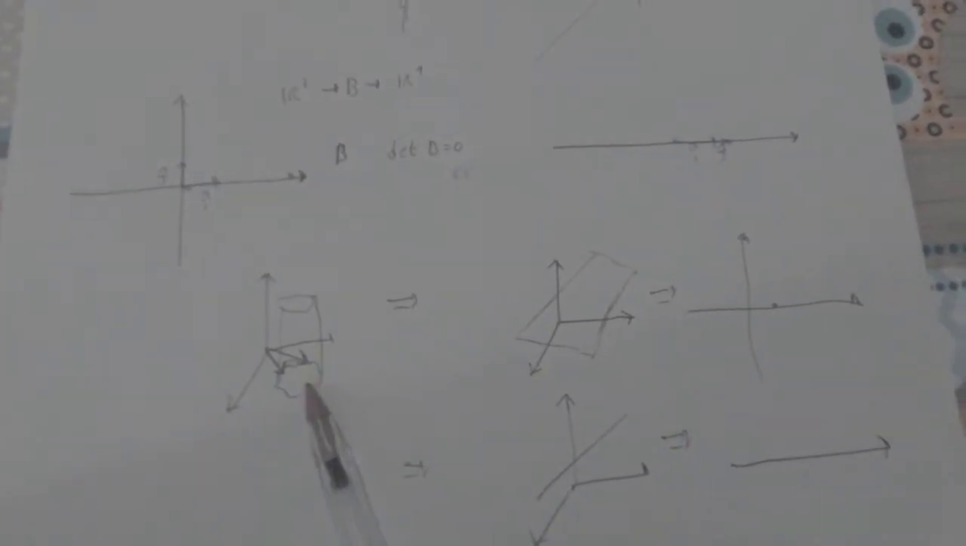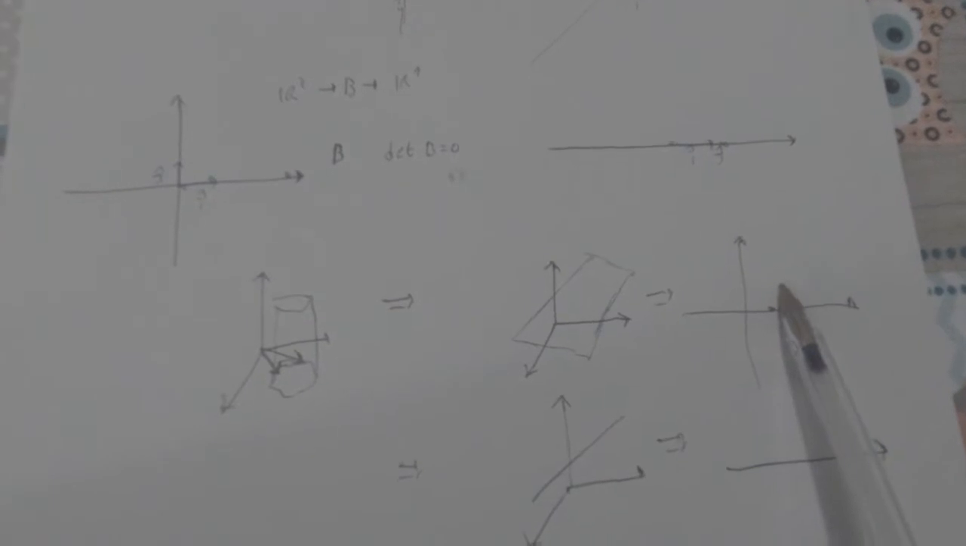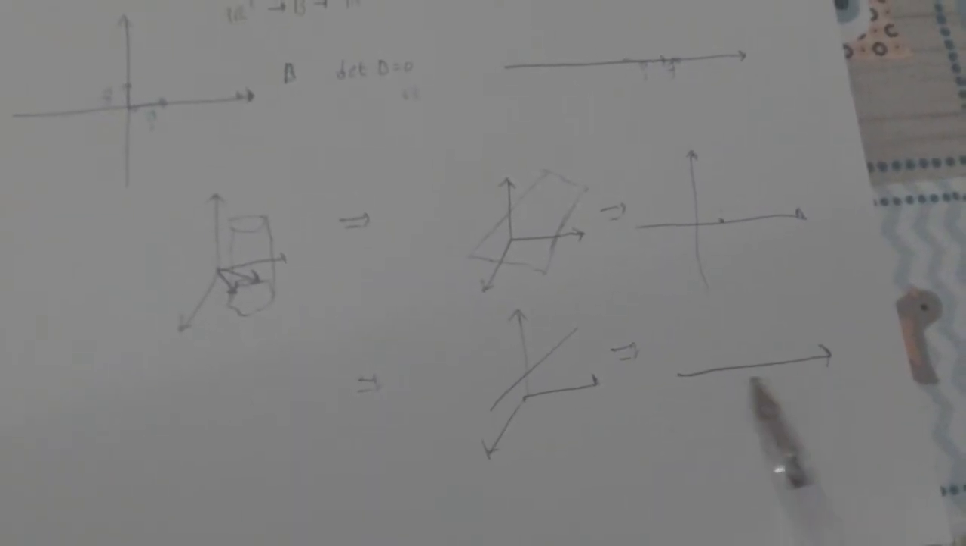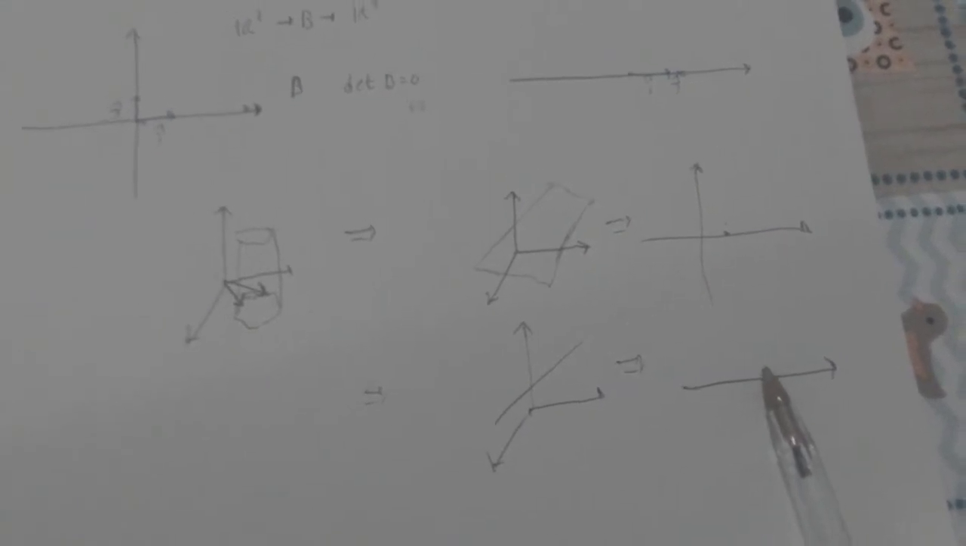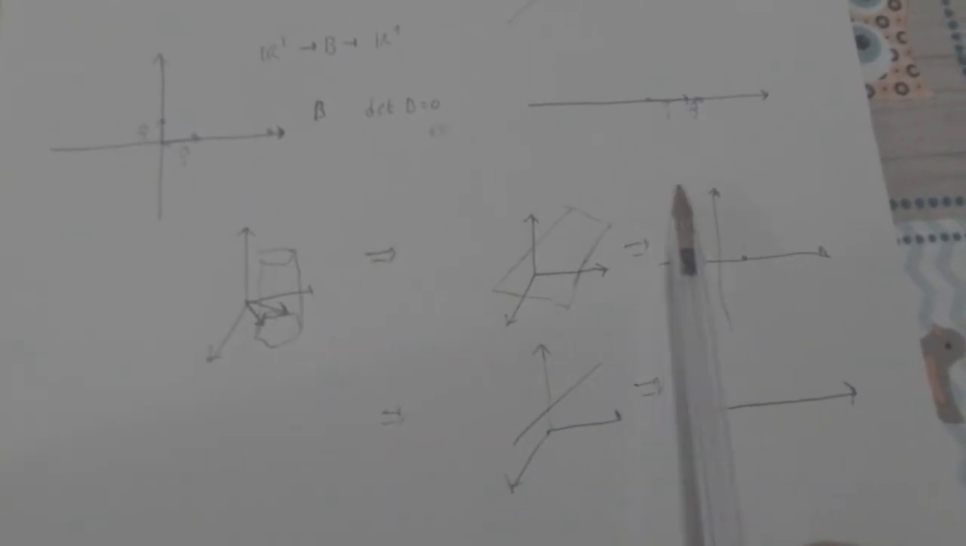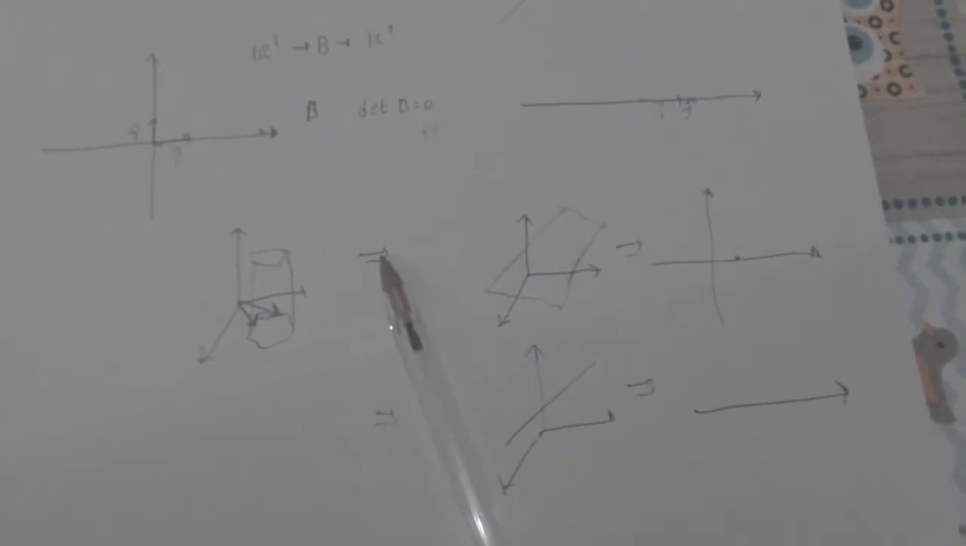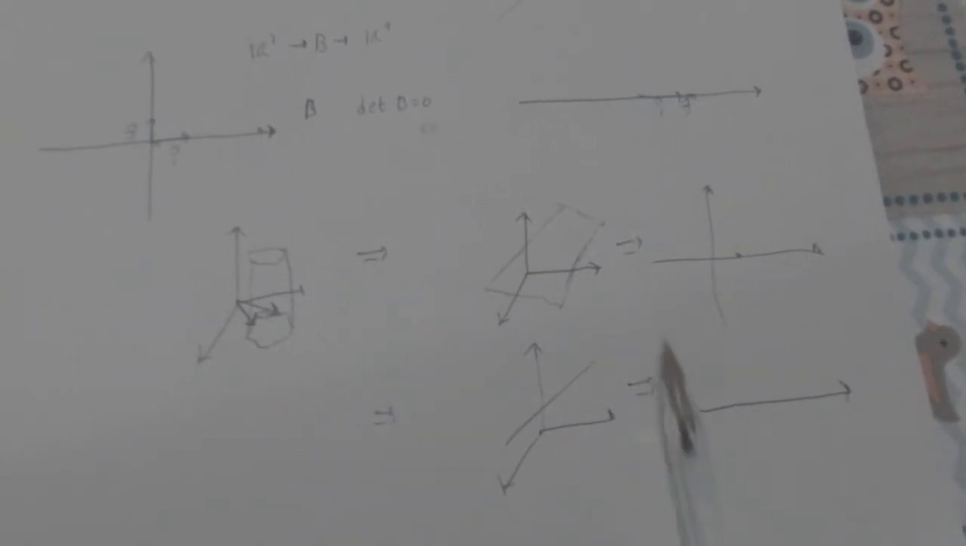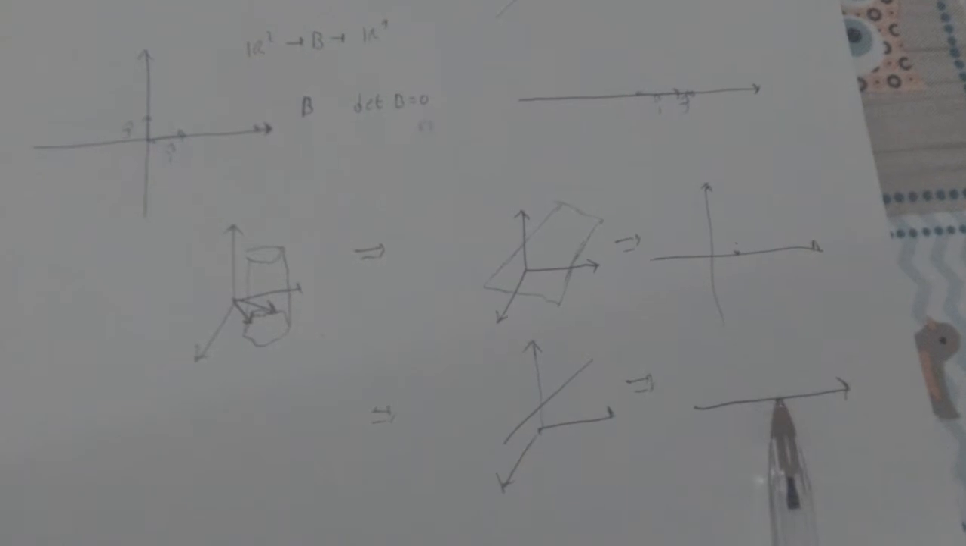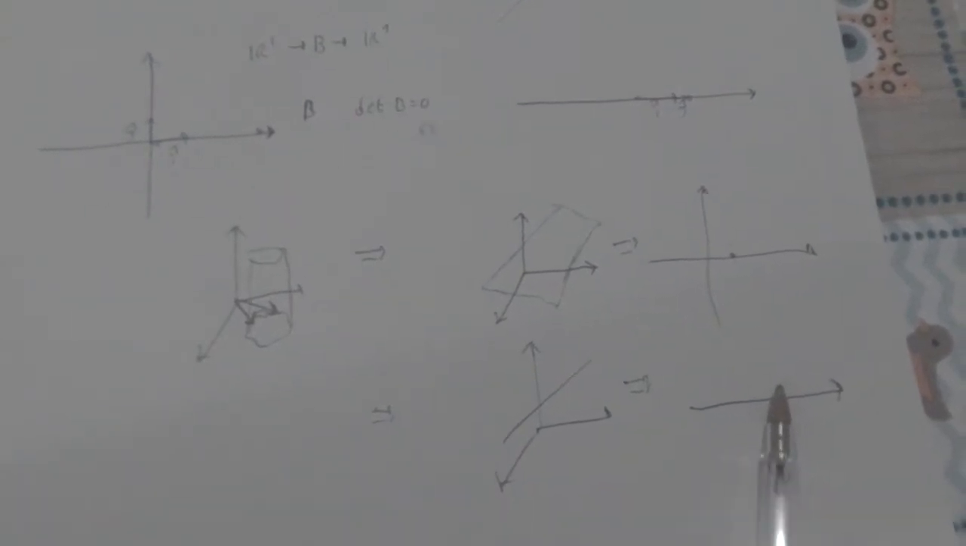What does it mean for an R3 to have determinant 0? Well, it means that the volume doesn't exist. And it makes sense because in R2, the volume doesn't exist. The area exists, but the volume doesn't exist. And of course, in R1, the volume doesn't exist as well. So both transforming R3 to R2 and R3 to R1 are going to give a determinant 0.